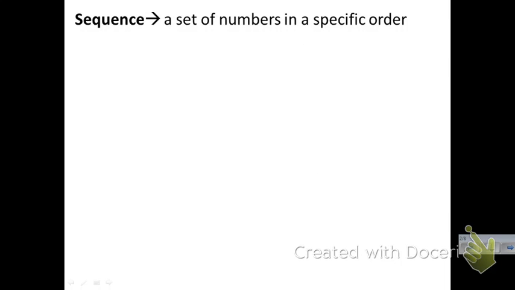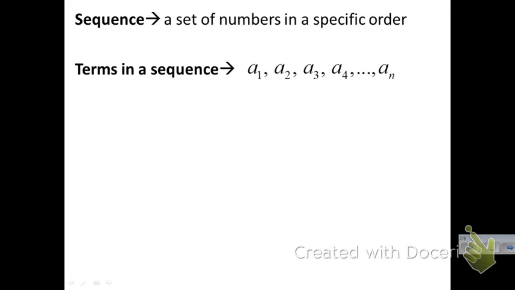A sequence is just a set of numbers in a specific order. The terms in a sequence are a sub 1, a sub 2, a sub 3, a sub 4, all the way out till you get to a sub n. What that means is we don't know how many terms are actually going to be in the sequence, that they just go on forever. What this a sub 1 means is that that is your first term.